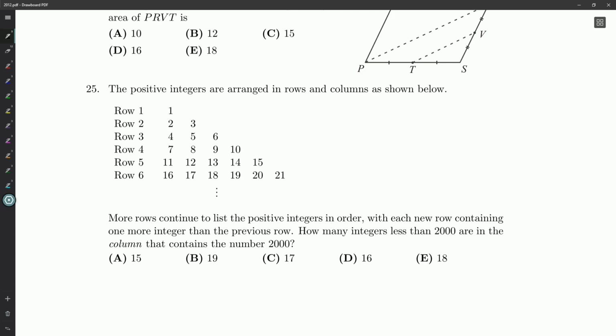Hello everybody and welcome back. In this video we're going to finish off our 2012 grade 7 Gauss paper by examining question number 25.